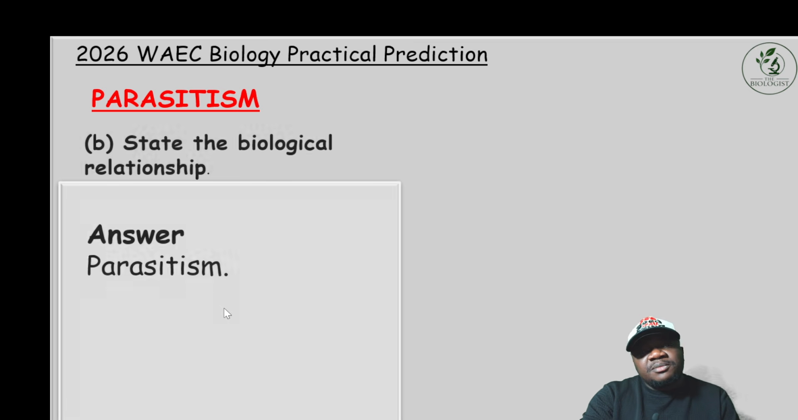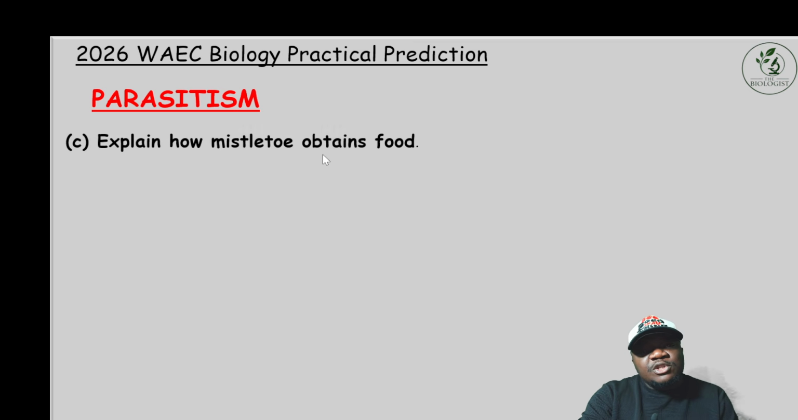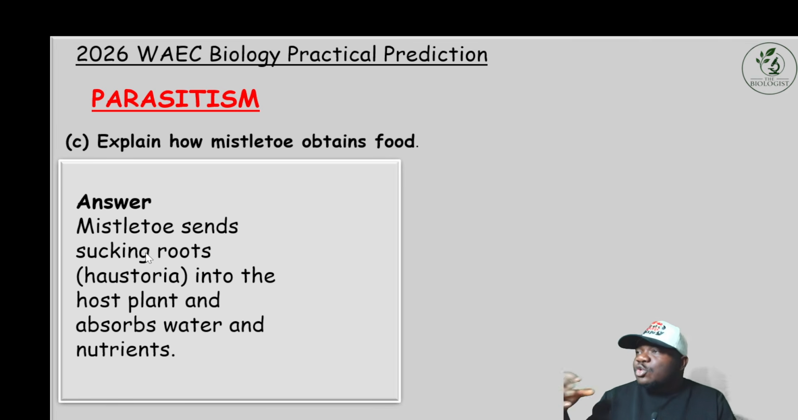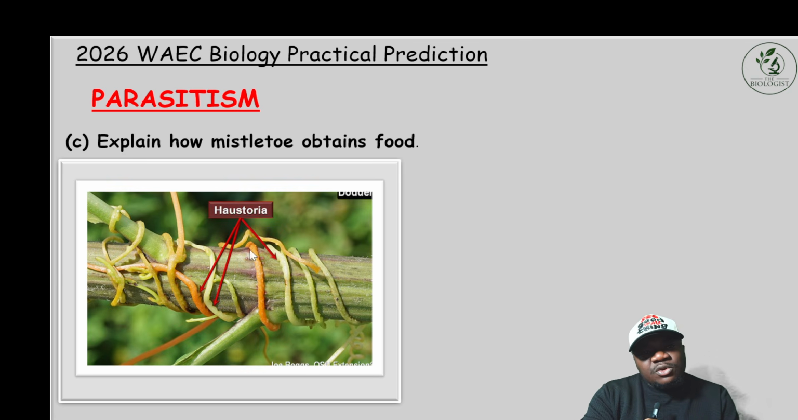So this is parasitism. So explain how mistletoe obtains its food. Mistletoe has scent-sucking roots called the haustoria. The haustoria stick to the stem and absorb water and nutrients from the stem. You know, most plants use their roots to absorb water, so the mistletoe will just be on the stem waiting. When the nutrients or water are coming, they suck from the stem the nutrients that the plant has already absorbed into the stem. So this is a haustorium of the mistletoe.